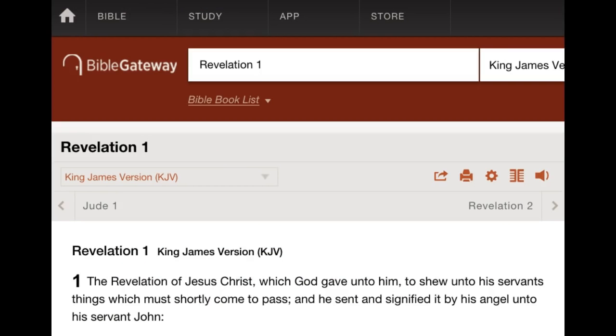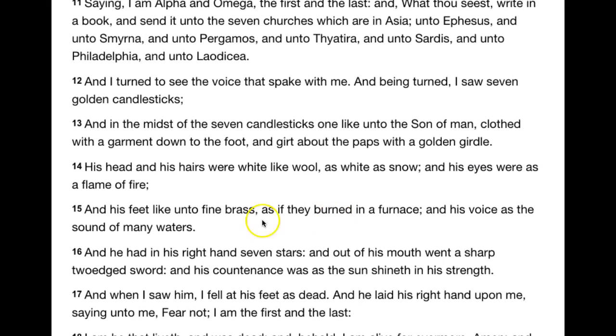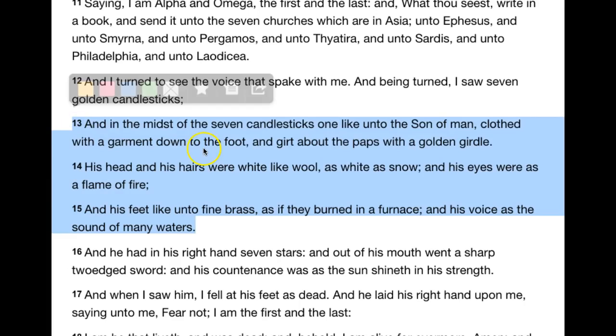Do not be fooled. Do not be deceived. Be deceived no more, because I'm here in Revelation, or Hazun chapter 1. We're back in Revelation, and we're going to be reading verses 13 through 15 to see what scripture describes our Messiah looking like. And it says, and in the midst of the seven candlesticks, or menorah, one like unto the Son of Man, clothed with the garment down to the foot, and girt about the paps with a golden girdle. His head and his hairs were like white wool, white as snow, and his eyes were as a flame of fire, and his feet like unto fine brass, as if they were burned in a furnace, and his voice as the sound of many waters.